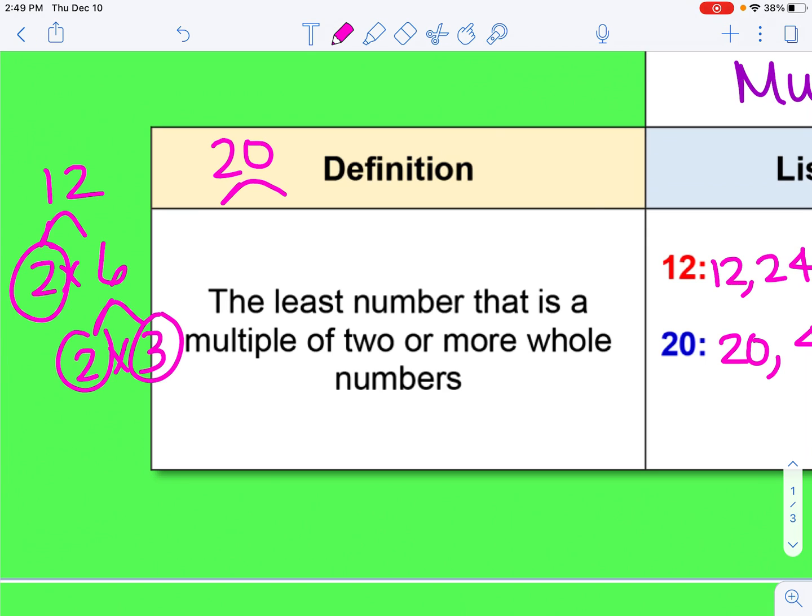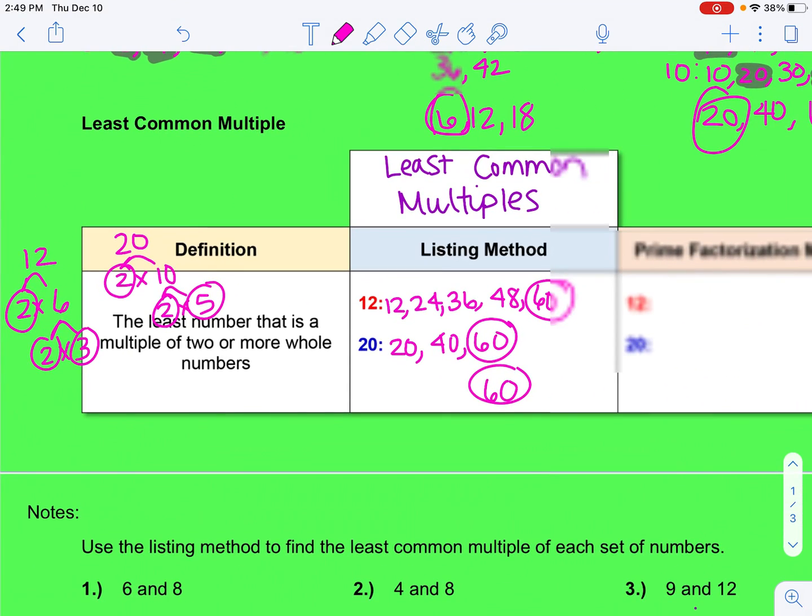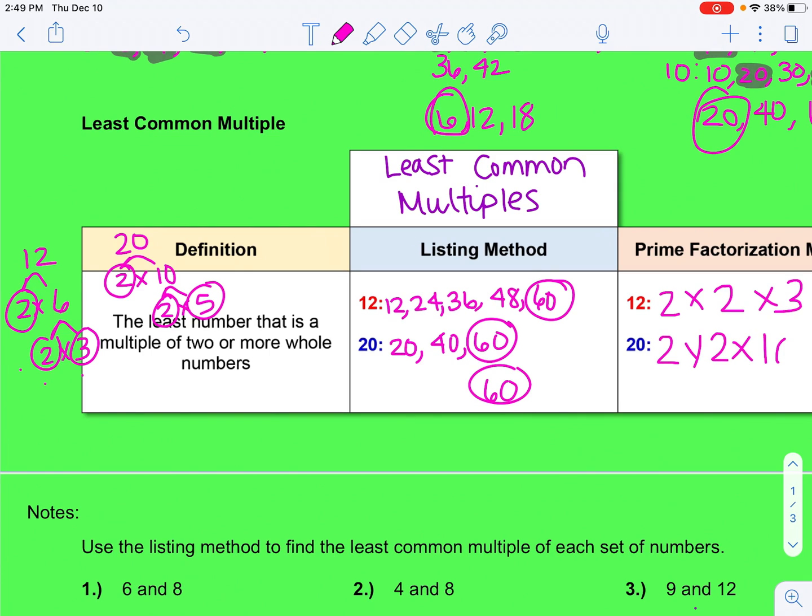Okay, now 20. 2 times 10 gives us 20. 2 is prime, but 10 is not. 2 times 5 gives us 10. So 2 and 5 are both prime. Alright, so now writing it out as the prime factorization method, we are going to list all of the factors of 12. So we got 2 times 2 times 3. And then for 20, we got 2 times 2 times, oops, not 10. 2 times 2 times 5.